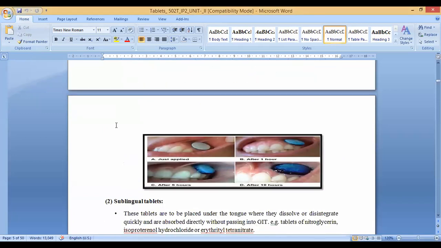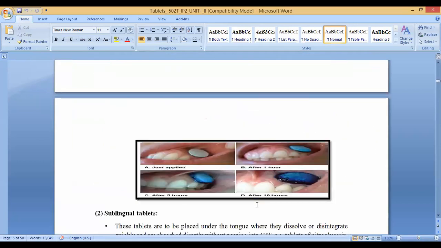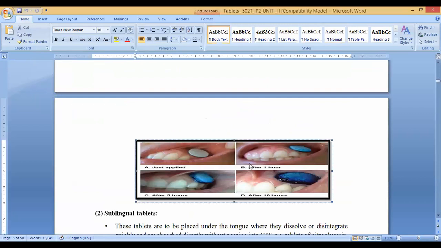Now you can see over here, as I told you, this is... Can everyone see this? Wait, should I make the picture bigger? Let me make it big. Can you see the picture? Okay. Yes, sir.